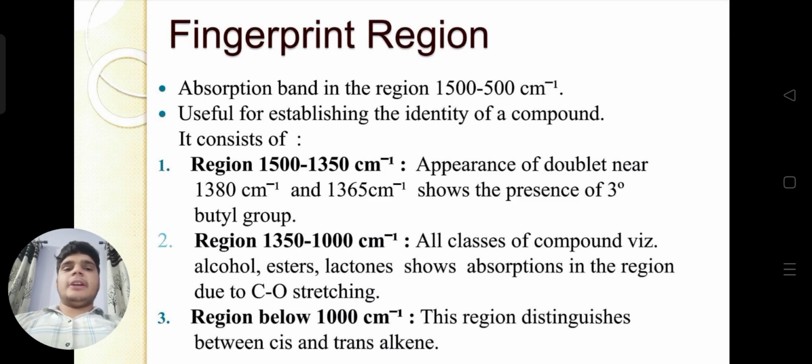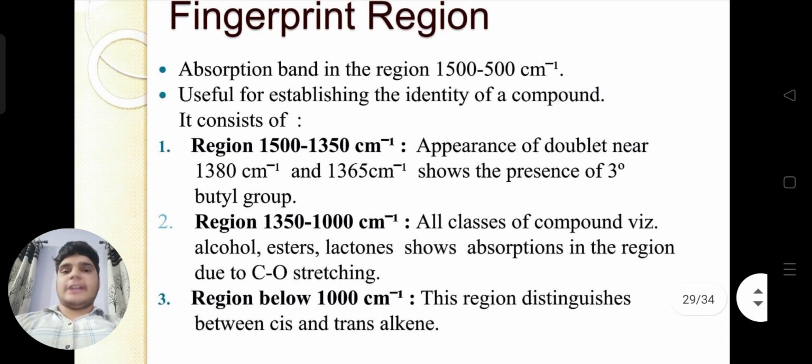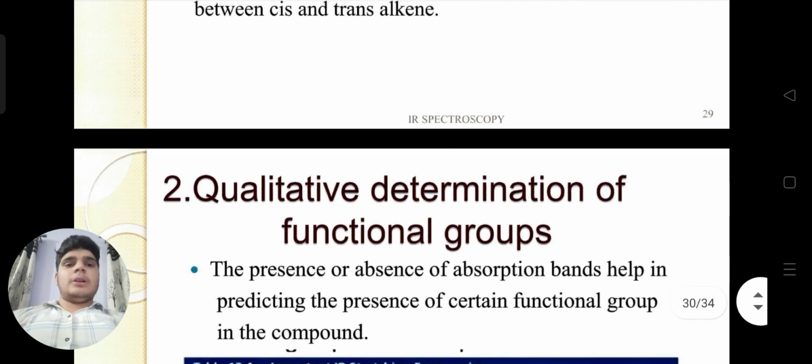Also the region between 1350 and 1000 per centimeter, all classes of compounds like alcohols, esters, lactones show absorption in this region due to C-O stretching. The region below 1000 per centimeter distinguishes between the cis and trans alkene.